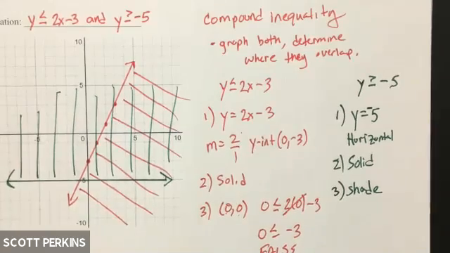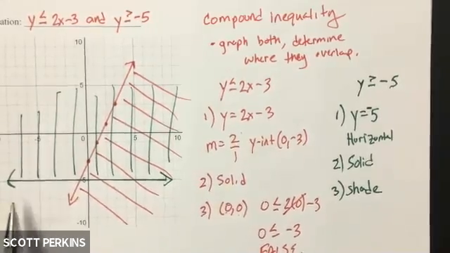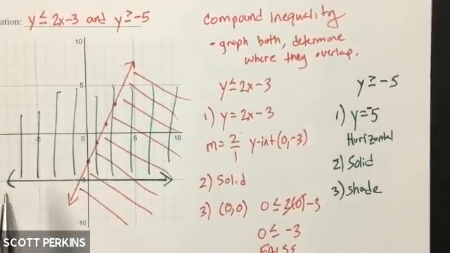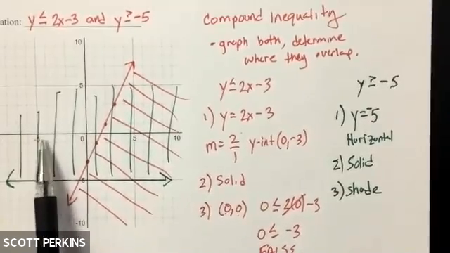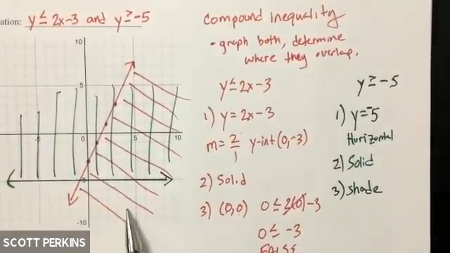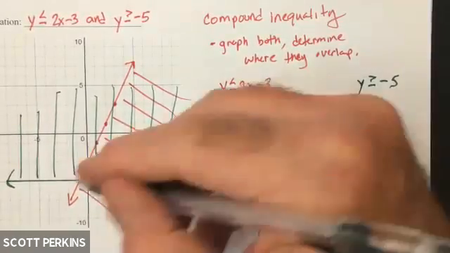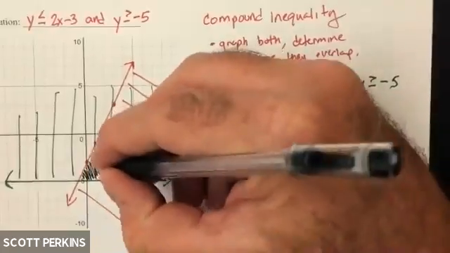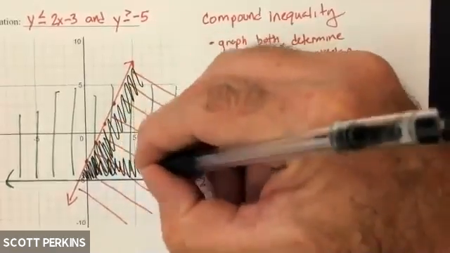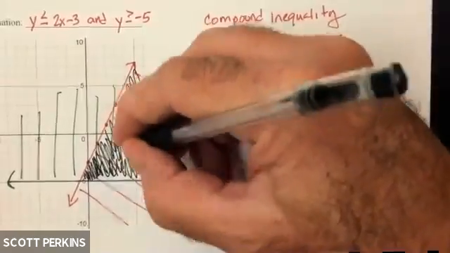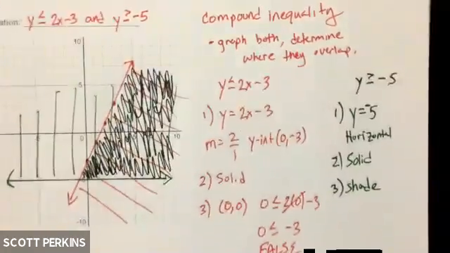So let me just ask you as our last thing, is the solution out here on the left bottom? No, there's no shading there. Is the solution here on the left? No, those are just green, right? Is the solution down here? No, just red. The solution is where they both are. So I'm just going to shade a little darker here in between the two lines where both shadings are. All of those points in there represent points that satisfy both inequalities. And that's our answer.